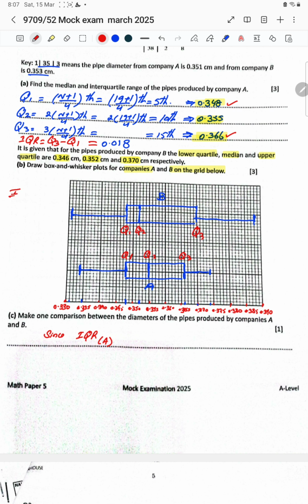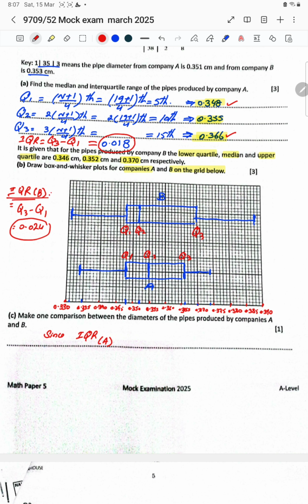IQR of B we need to find first. IQR of B is Q3 minus Q1. We will get 0.024, and the Q1 for team A is this, and here for team B is this.